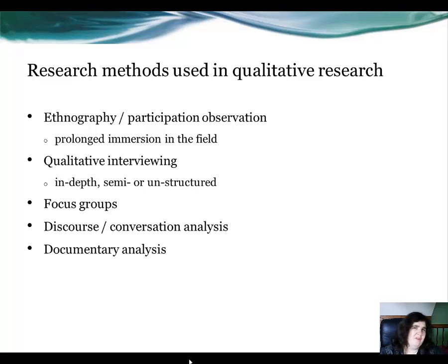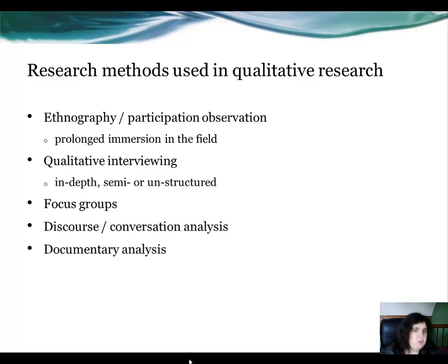Ethnography or participant observation. This is a prolonged immersion in the field, and what I think straight away of is Gorillas in the Mist. She got herself involved in the community, yes, of gorillas, but she participated, observed, and made recommendations and observations and theories as a result of that immersion in the field.